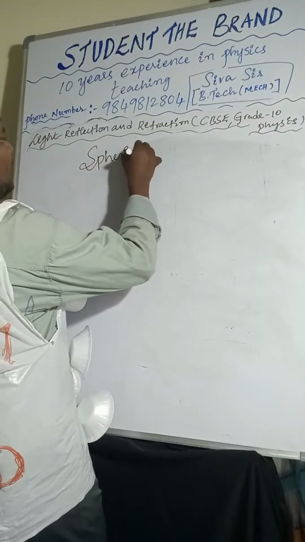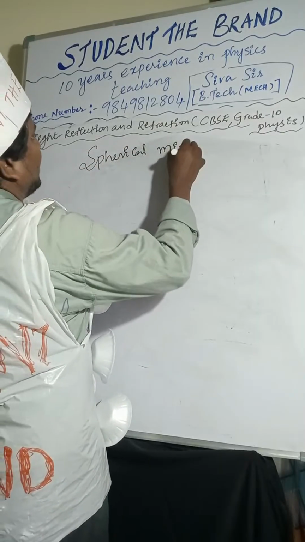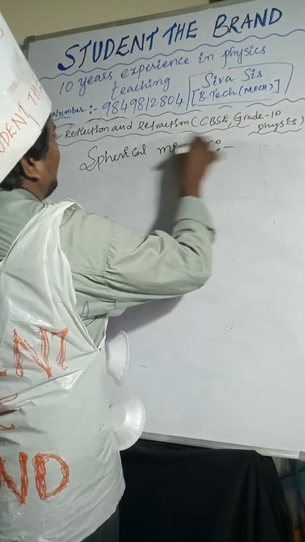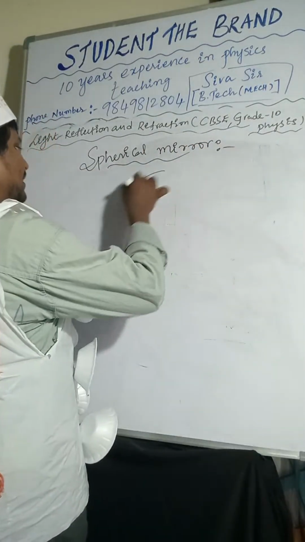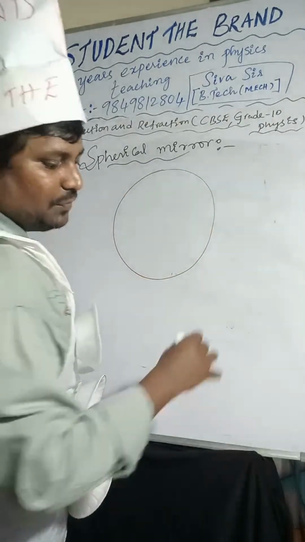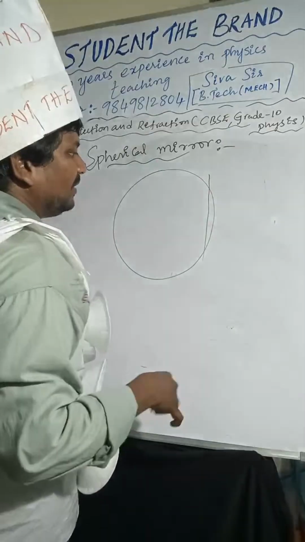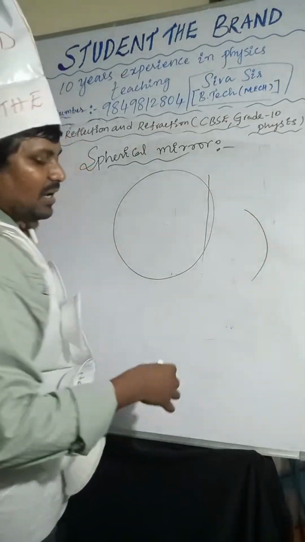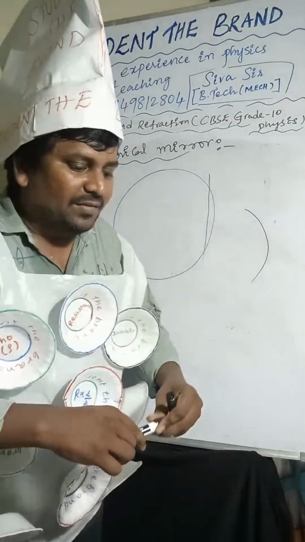Spherical mirror. Normally you are taking the sphere. Normally I'm taking the circle. If you take a small portion, that is called curvature.